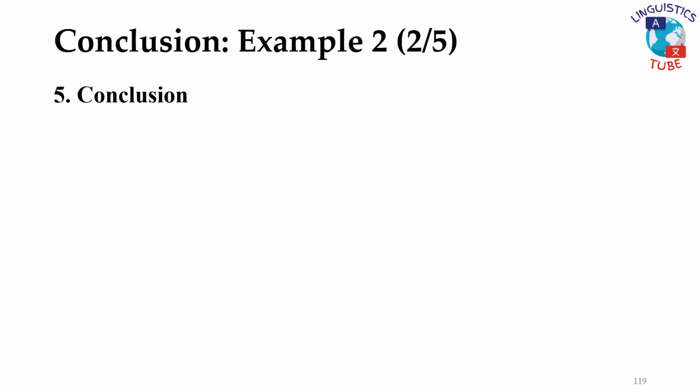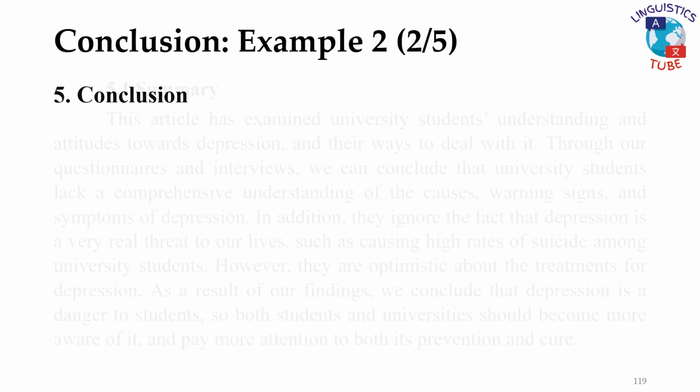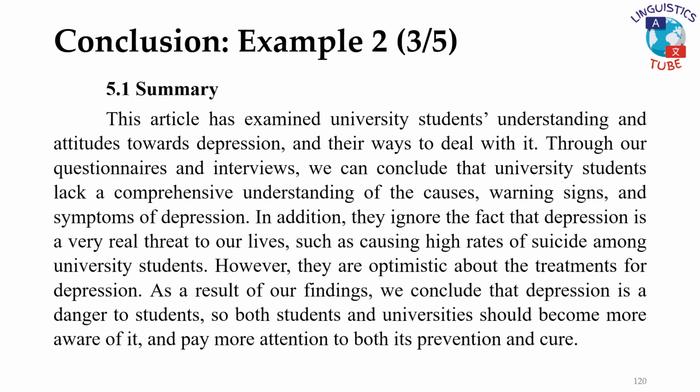Section 5. Conclusion. Section 5.1. Summary. This article has examined university students' understanding and attitudes towards depression and their ways to deal with it. Through our questionnaires and interviews, we can conclude that university students lack a comprehensive understanding of the causes, warning signs, and symptoms of depression.